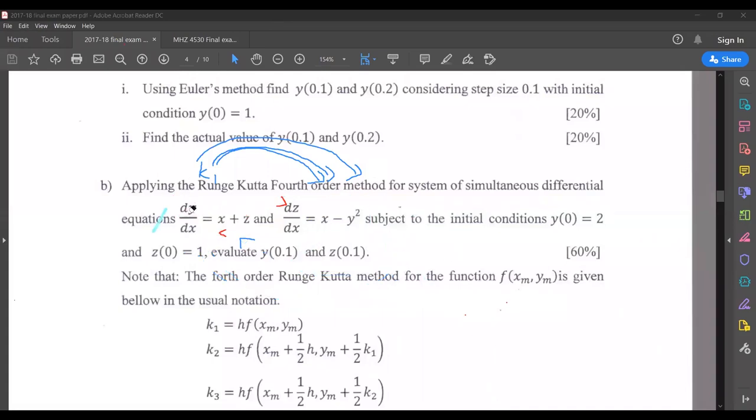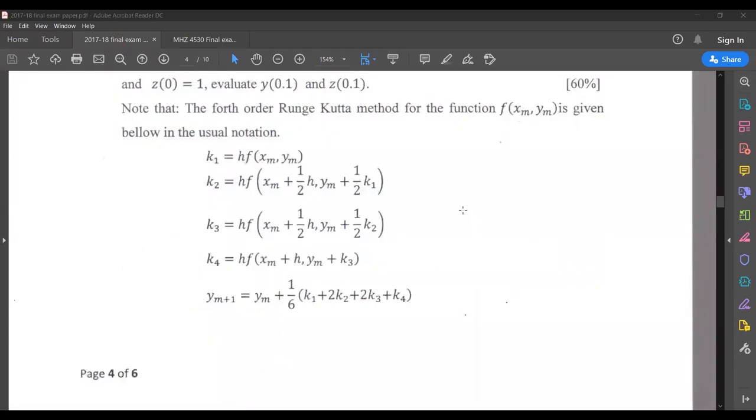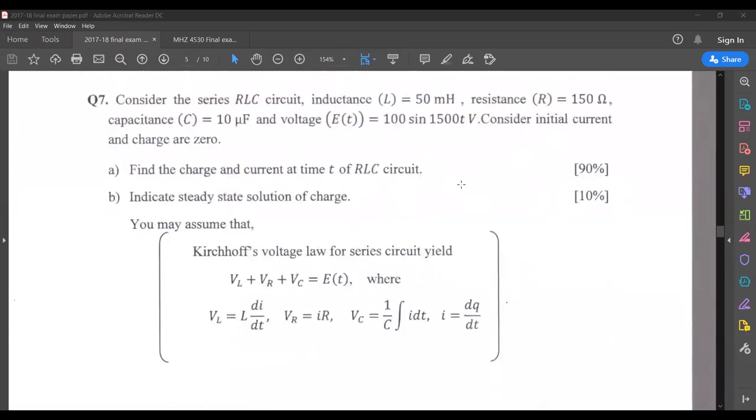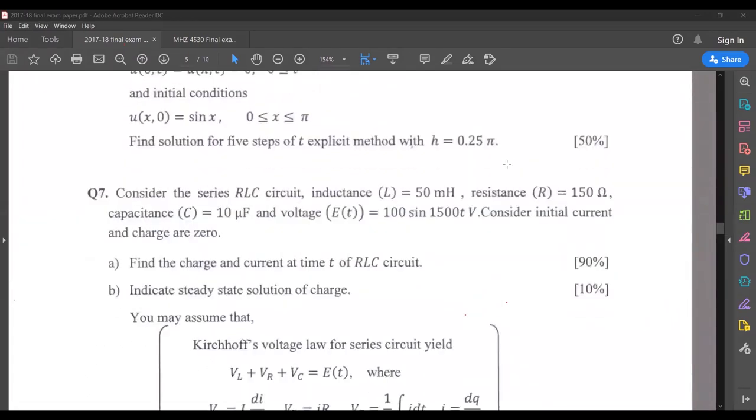So this is question 7. Every year we have this, and it's a very simple one. They have given the equations, they have given Kirchhoff's law, and they have given the values. Consider the RLC circuit: they have given the inductance, the resistance, the capacitance, and the voltage is given to us.